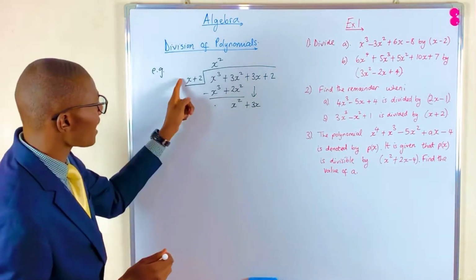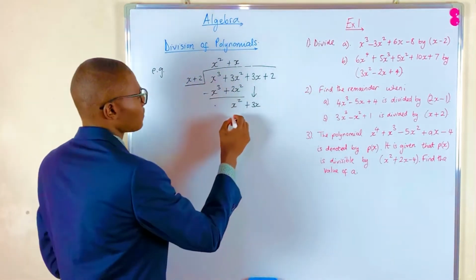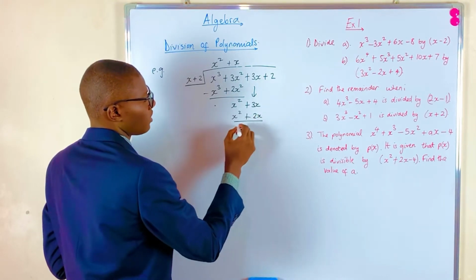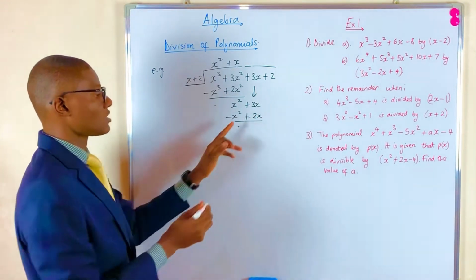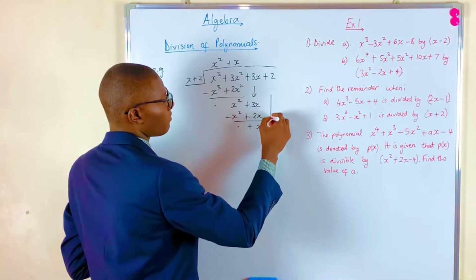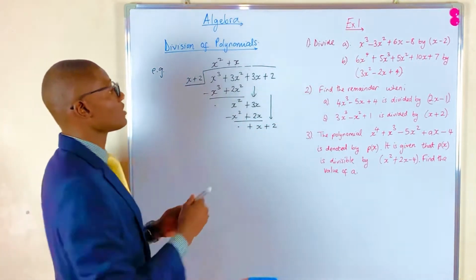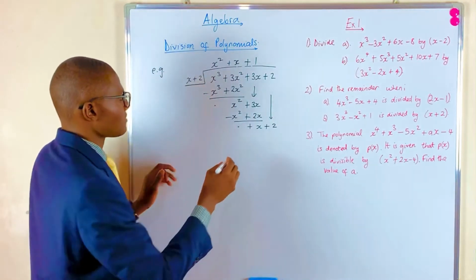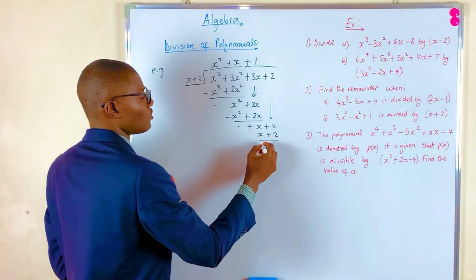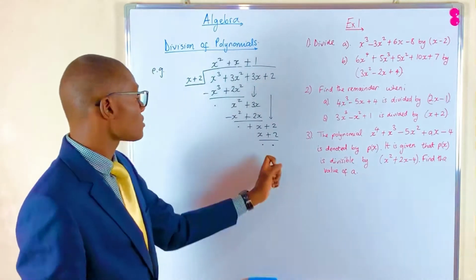Such that we're now saying x into x squared, we get an x. And then x times x, we get x squared, plus x times 2, we get a 2x. So x squared minus x squared, we get a 0. Then 3x minus 2x, we get an x. Then we drop this 2 here, the constant, such that we're saying x into x, we get a 1. Then 1 times x, that will give us an x, plus 1 times 2, that will give us a 2. Then x minus x, we get a 0. 2 minus 2, we get a 0. So 0 is the remainder.